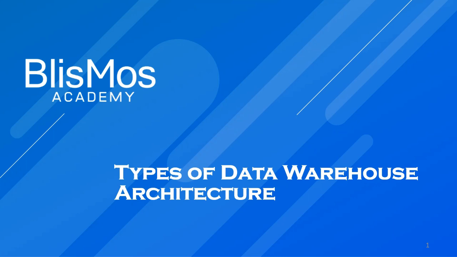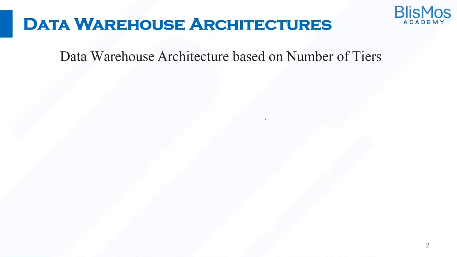In the previous video, we understood the types of data warehouse architecture based on the layers. As a part of this video, we'll understand the types of data warehouse architecture based on the tiers. We do have data warehouse architecture based on number of tiers. Am I talking about a Hadoop tier here? Not really. We are talking about a tier of applications.